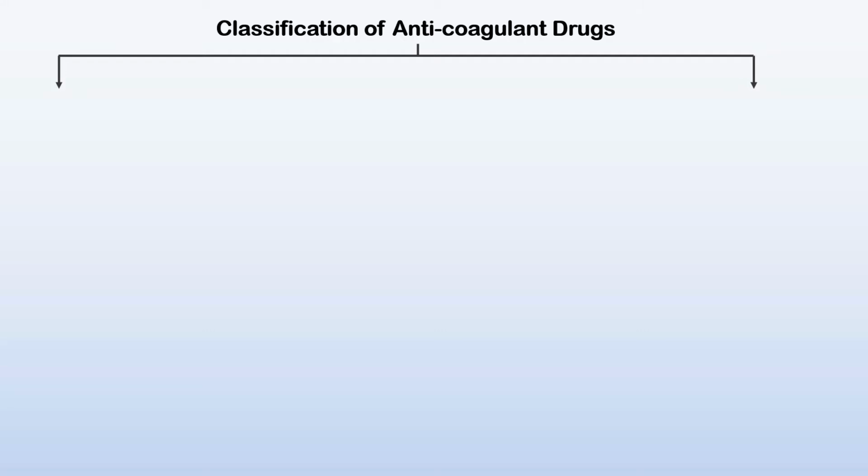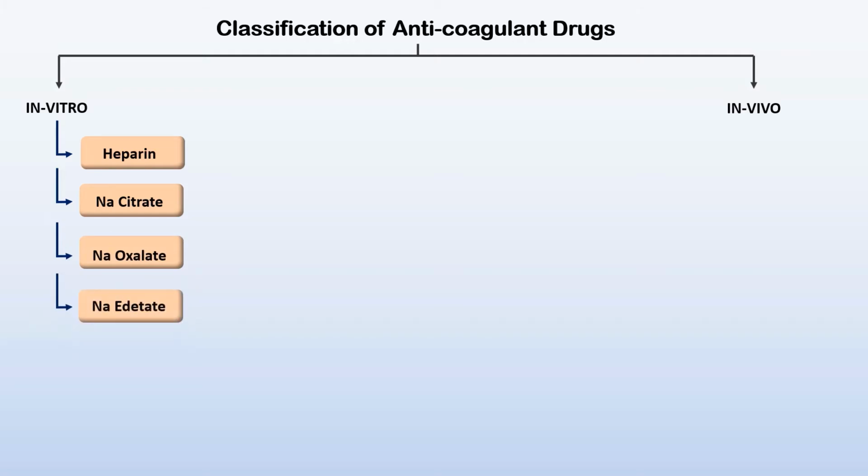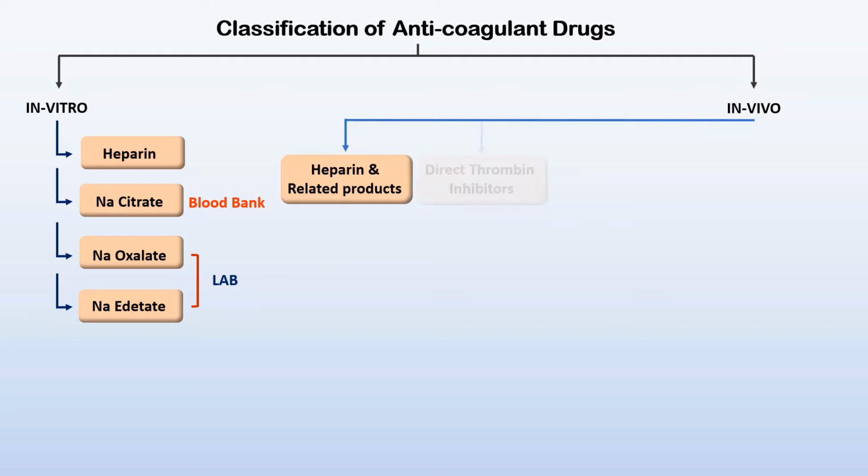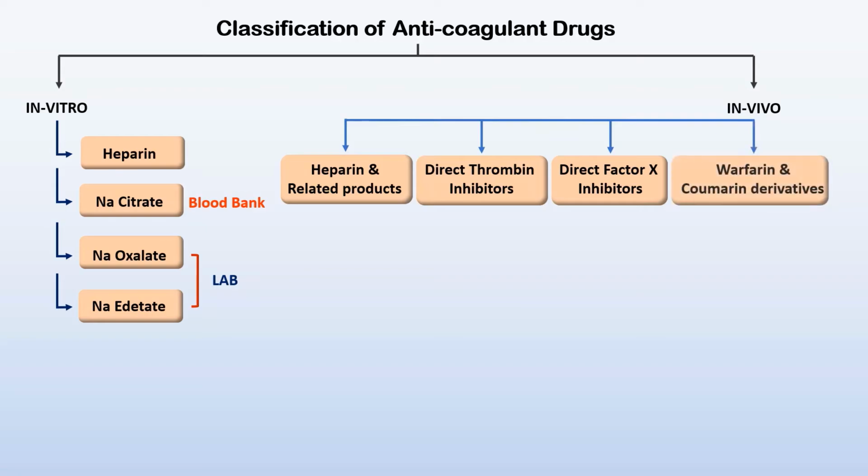Moving on to the classification of anticoagulants, they can be used in vitro in the lab and in vivo inside the body. The in vitro agents include heparin, sodium citrate, sodium oxalate, and sodium EDTA. Sodium citrate is mainly used in blood banks to store blood. Sodium oxalate and sodium EDTA are used in laboratories. Here we will be discussing in detail the in vivo drugs. These in vivo drugs are further subdivided into heparin and related products, direct thrombin inhibitors, direct factor 10 inhibitors, and finally warfarin and coumarin derivatives.